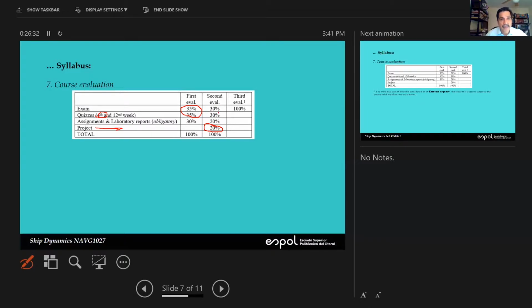So this 20% that we're mentioning here will take some weight out of this, and this is the way we are going to evaluate. Again, for the second part, we're going to have 2 quizzes. The first quiz will be in the 12th week, and this other quiz will be at the end of the semester, like the final exam, and each one will value 30%. We'll have some assignments, 20, and the project will value 20.